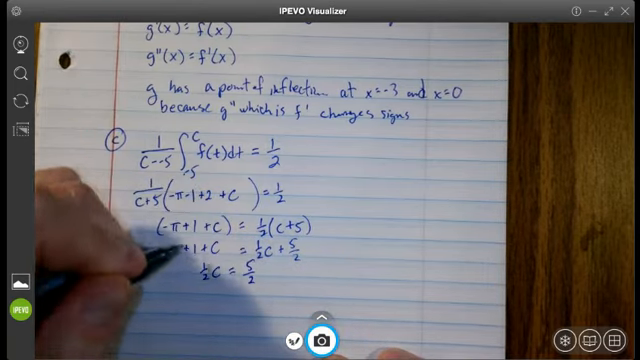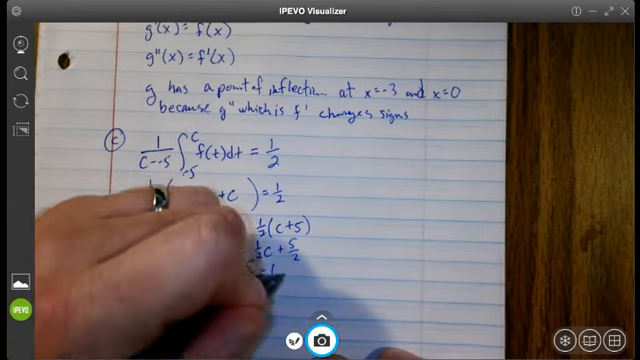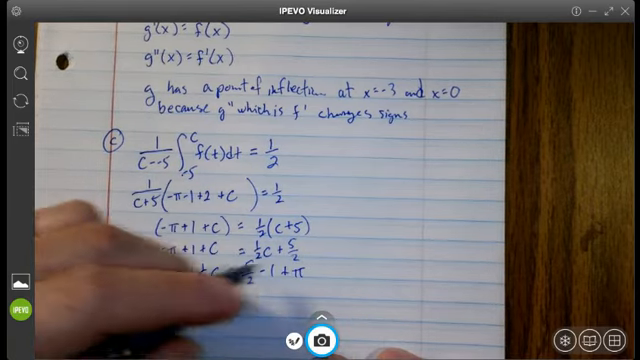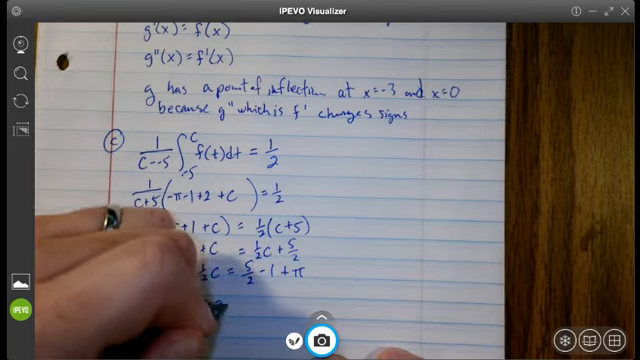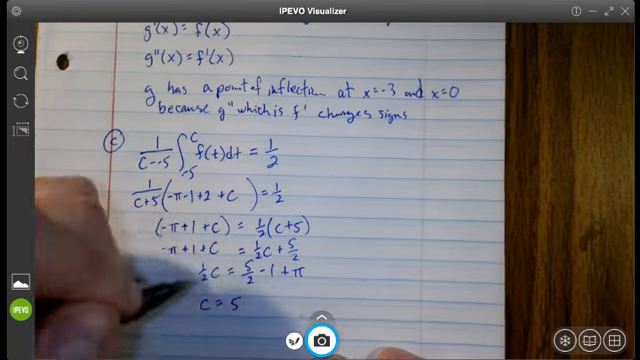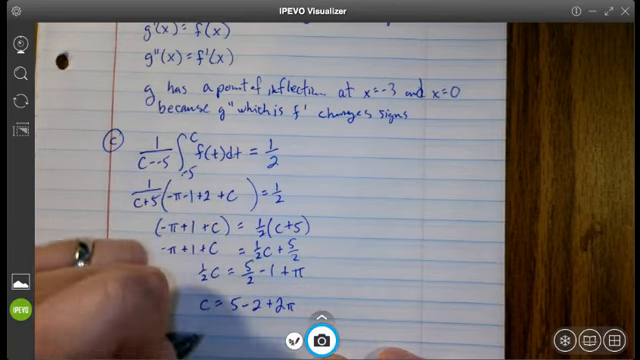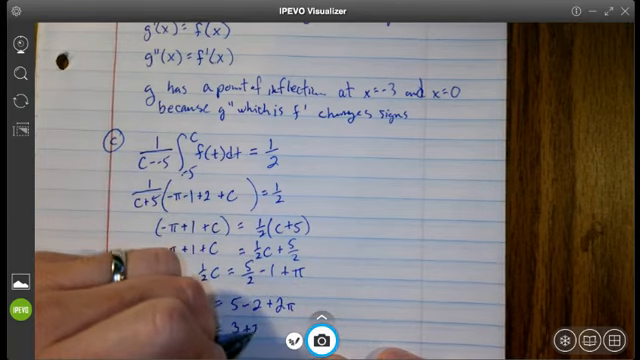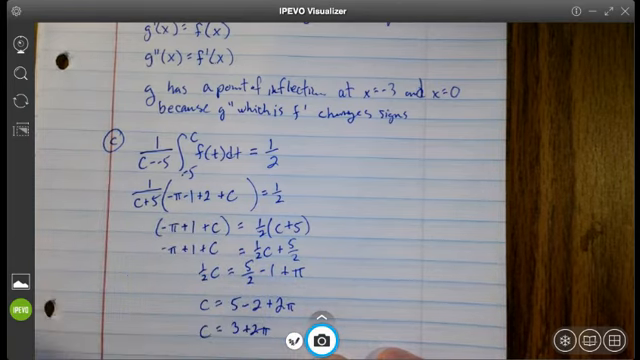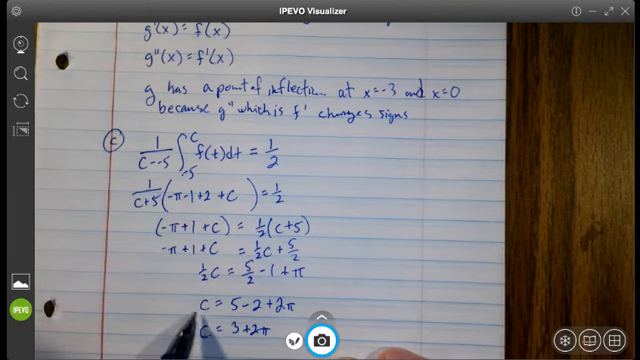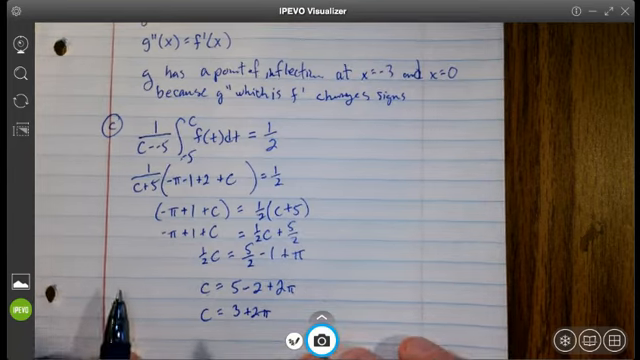And then I'm going to add pi and subtract 1. So minus 1 plus pi. All right, and then I'm going to multiply by 2. So c is 5 minus 2 plus 2 pi. So c equals 3 plus 2 pi. All right. Now, you could stop at this point because c is isolated. You don't have to do that simplification. All right. That is part C.